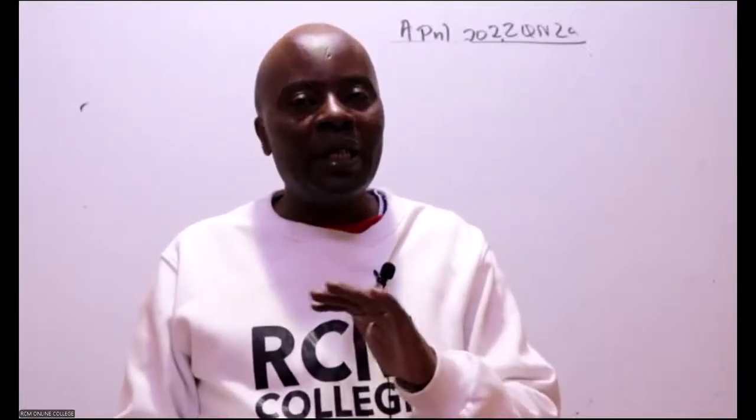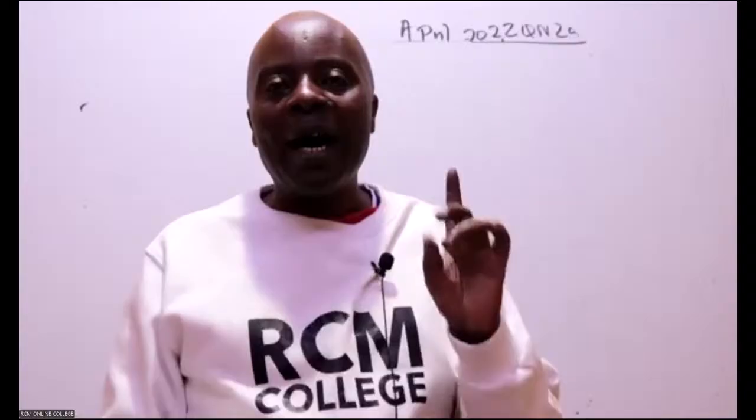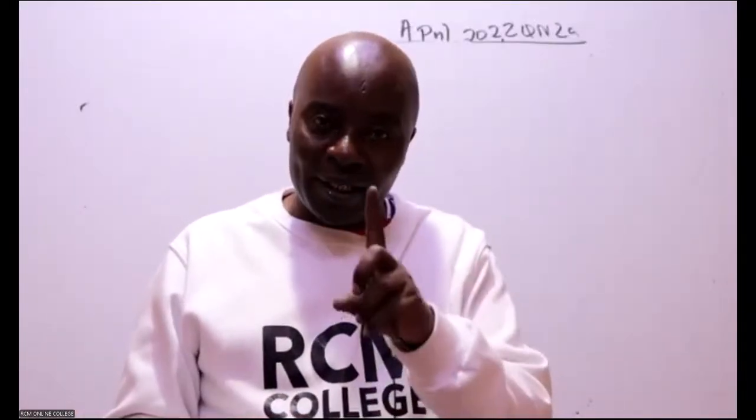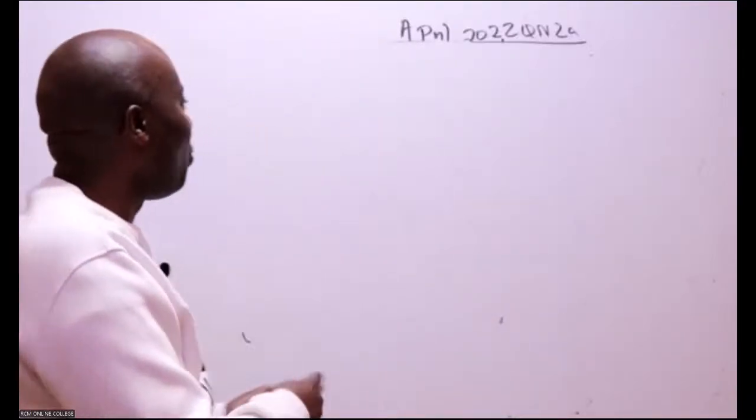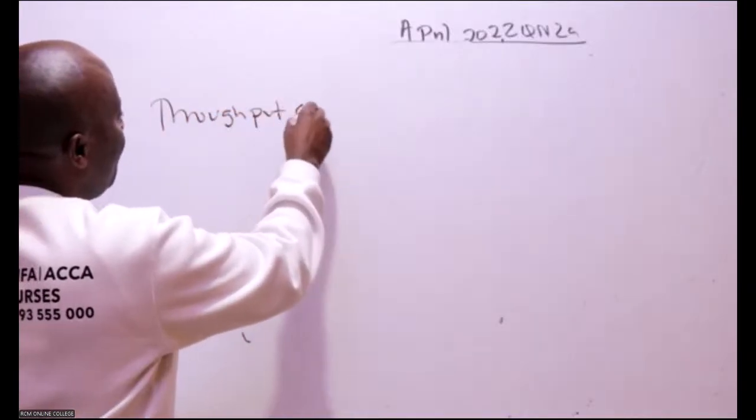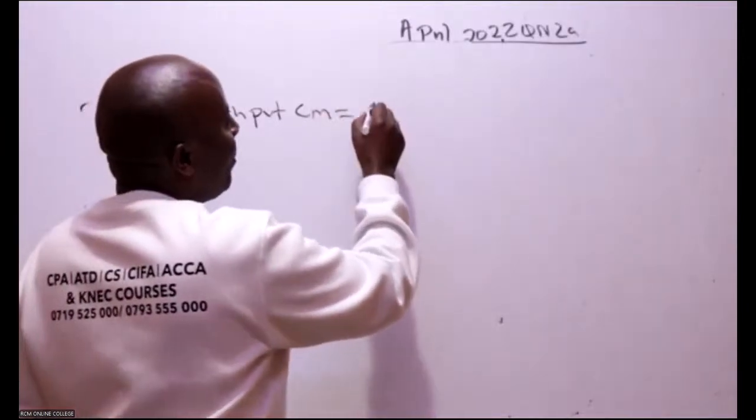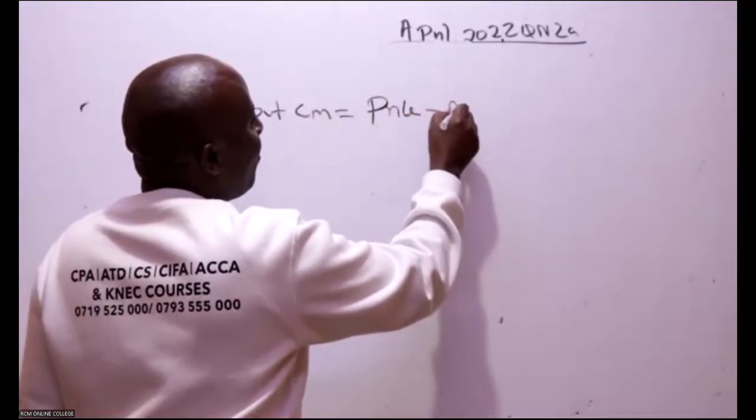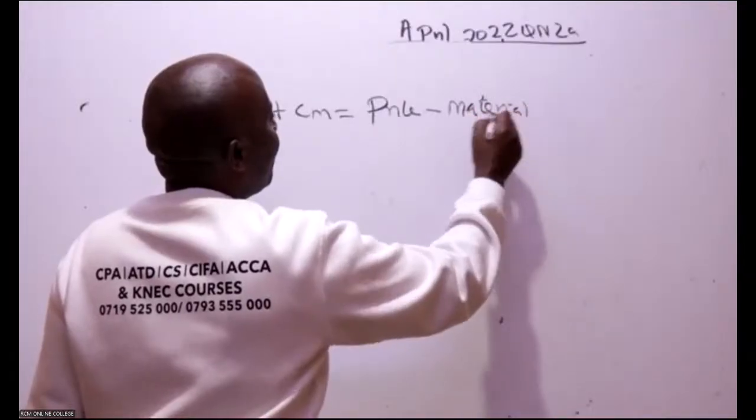So according to them, at the end of the day, labor will become fixed and the total overhead will become what here? Fixed. When you are very small, your payroll will keep on fluctuating. But as you grow, the bigger part of that payroll will be fixed. That is the concept of throughput. So that is why under throughput we have what we call throughput contribution margin. To get the throughput contribution margin, you will take price minus material cost.